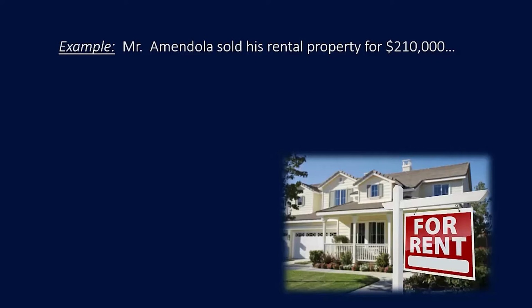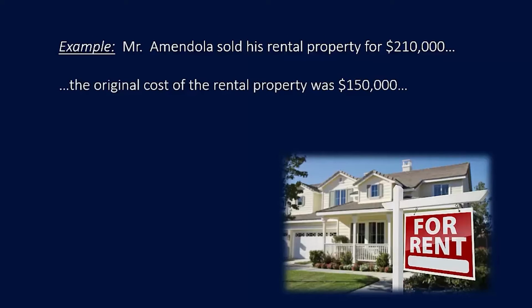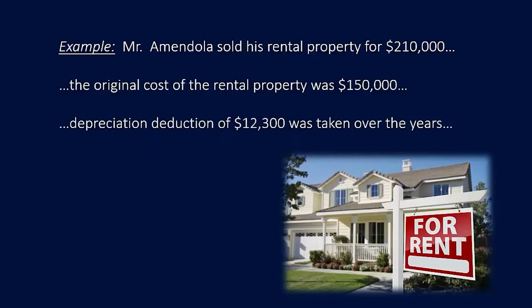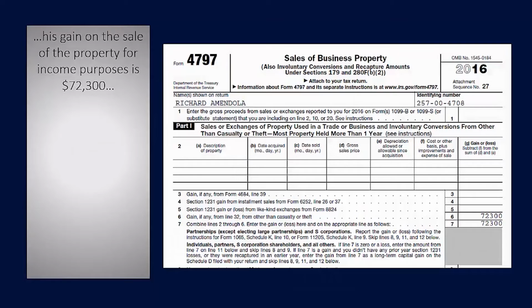For example, Mr. Amendola sold his rental property for $210,000. The original cost of the rental property was $150,000. A depreciation deduction of $12,300 was taken over the years that he rented the property. His gain on the sale of the property for income purposes is $72,300, which is $210,000 minus the $150,000 that he paid for the rental property.